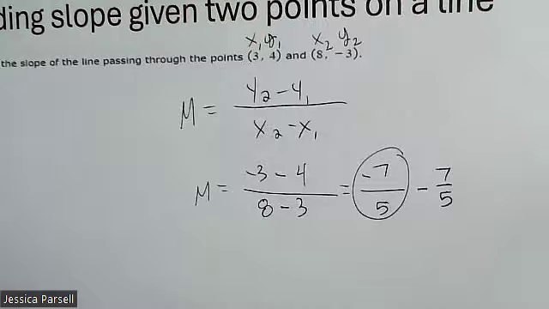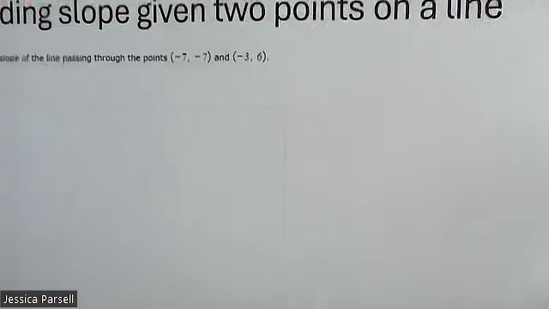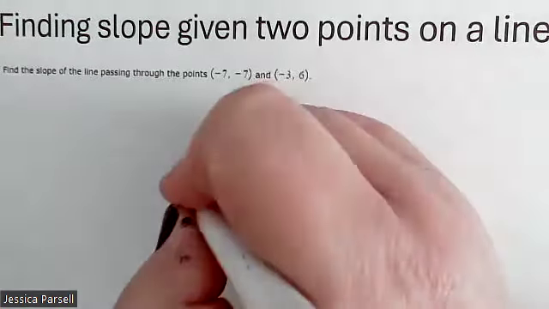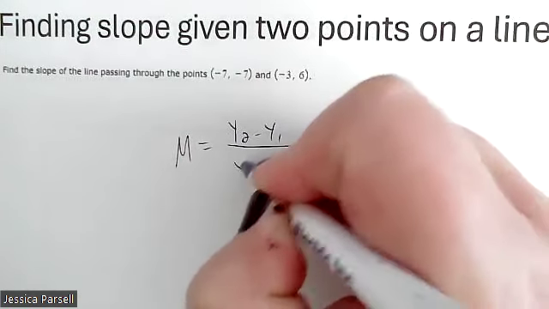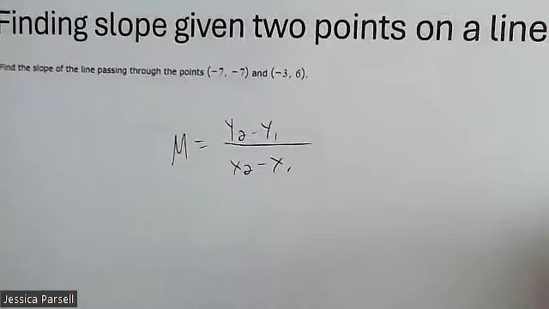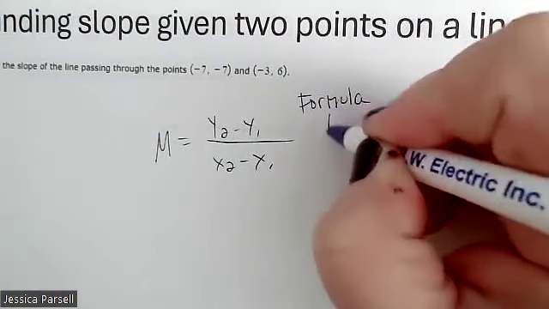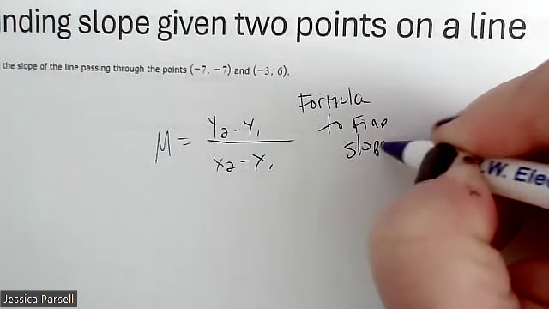Let's practice this formula again. All right, find the slope of the line passing through these 2 points. So write your formula to find slope from 2 points. And let me write that out in words too. This is the formula to find slope from 2 points.